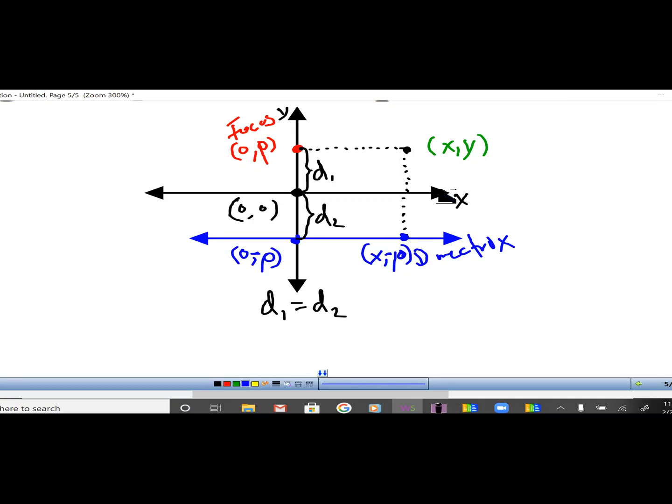Is that making sense so far? Yeah? Okay. So now, since I moved this point over here, that means the path for the parabola is going through there. That means this is my new distance 1, and this is my new distance 2. Copy that, please.